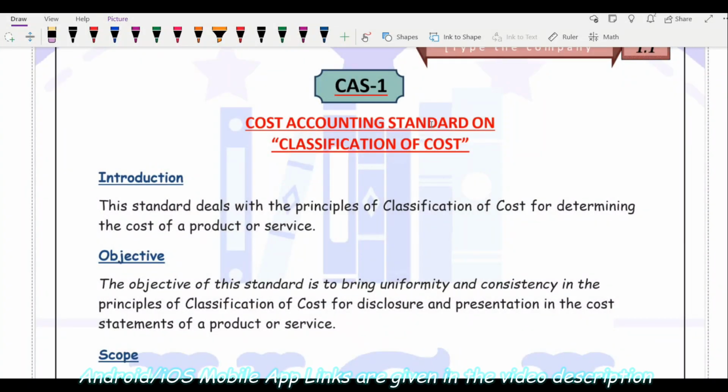Hey guys, welcome back to the series of cost accounting standards that we have just started with the introductory lecture, and now we are going to start with our first cost accounting standard, that is classification of cost.